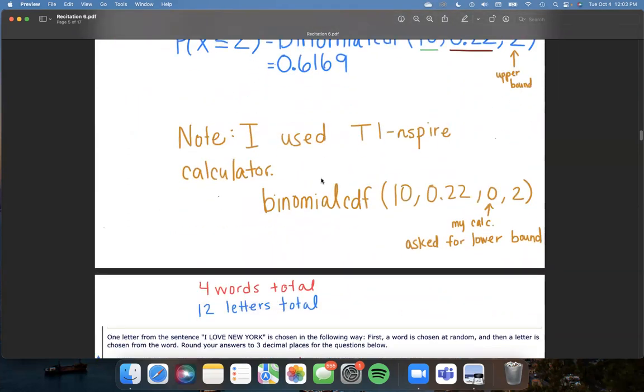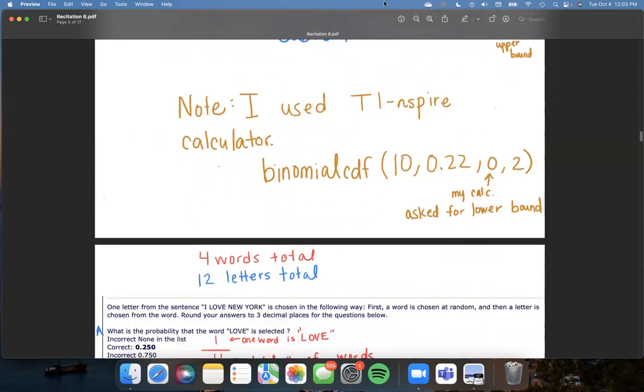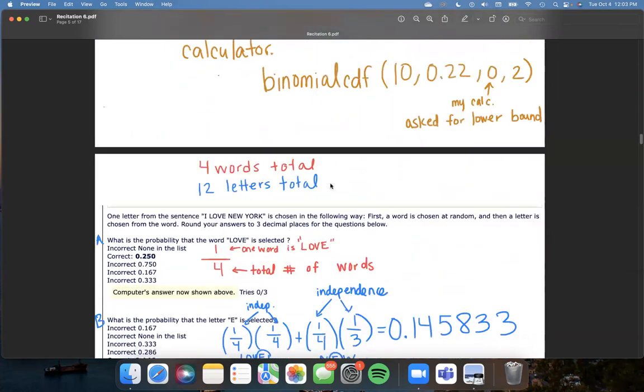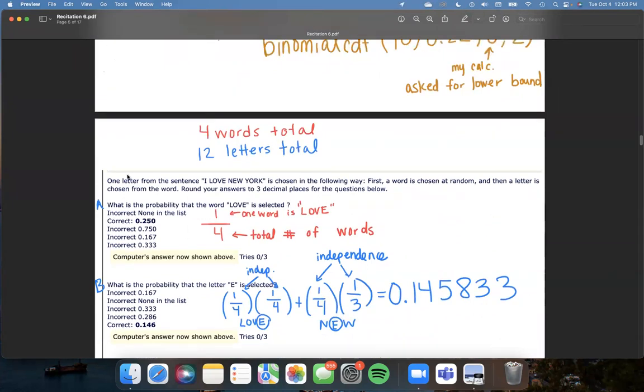Okay. Next I'm going to go over the solutions to homework 2. One letter from the sentence "I love New York" is chosen in the following way. First, a word is chosen at random, and then a letter is chosen from the word. Round your answers to 3 decimal places for the questions below. First, what is the probability that the word love is selected?